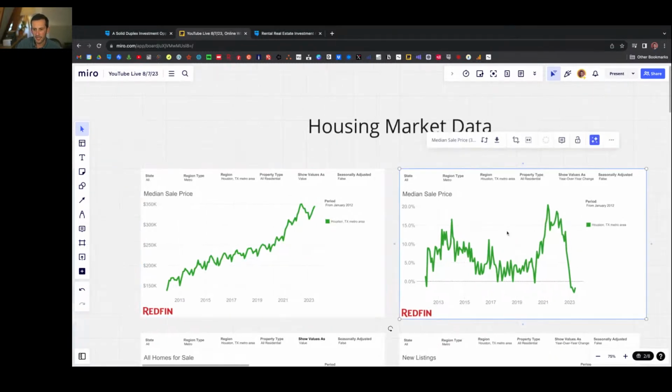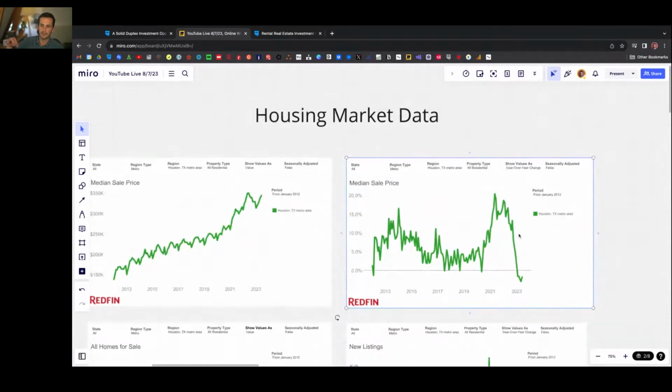But if you move over here to the chart on the right, I think this tells a more accurate, more vivid story because it shows you the year over year change. And in the housing market, when you're looking at deals, this is what you really care about because sales prices in the housing market are seasonal. So they go up and down all the time. And what you want to know is, in July of 2023, was it higher or lower than it was in July of 2022? And so that's what we can see here.